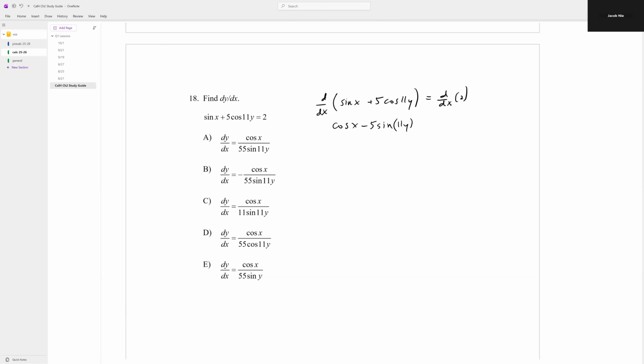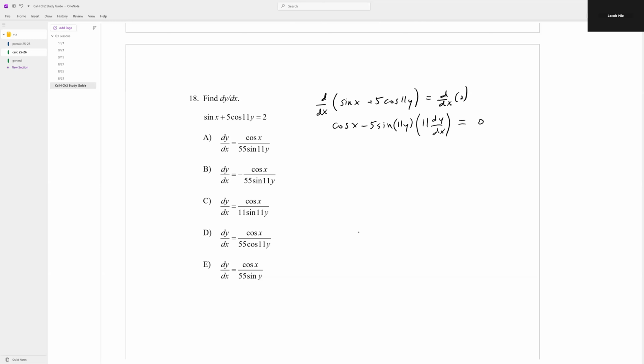Right? I left the inside the same. That's chain rule. And now I need to multiply by the derivative of the inside. So I need to multiply by the derivative of 11y. But that's just going to be 11 times dy dx, right? Because the derivative of y is dy dx. Remember, I'm taking the derivative with respect to x, not y. So it's dy dx, not 1. And then the right side is just 0.